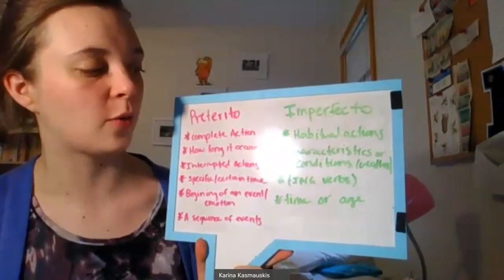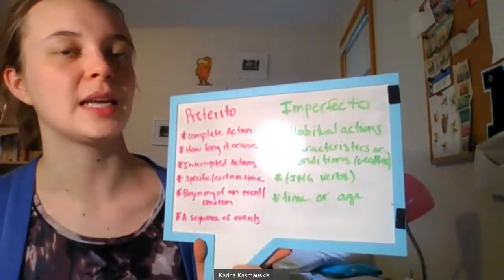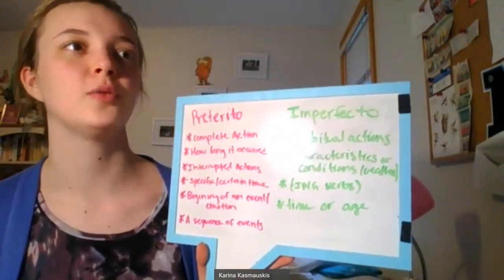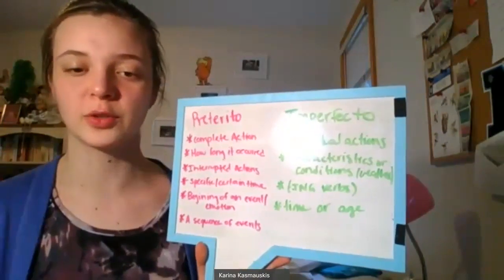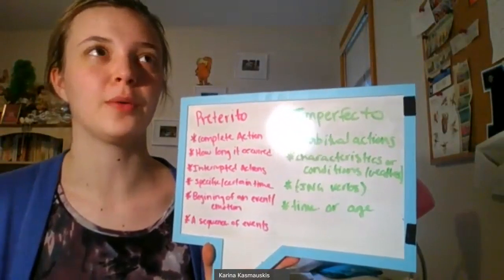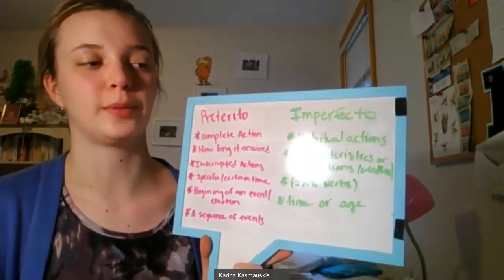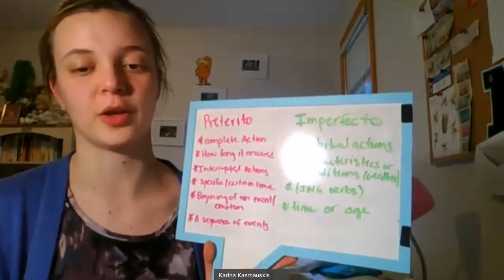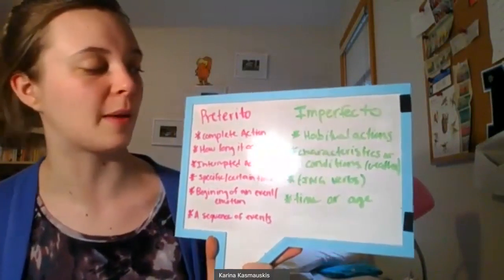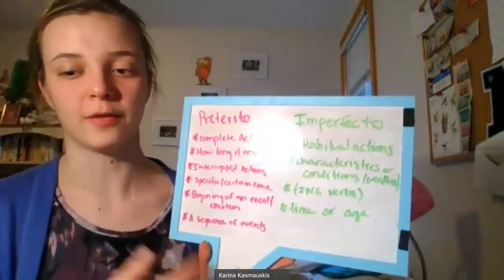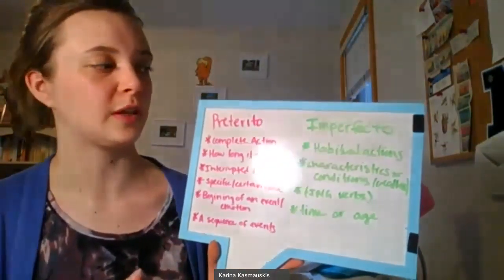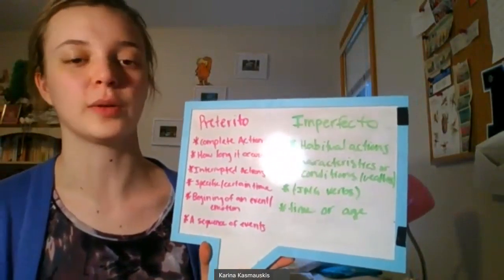And then time or age. So yo tenía 5 años, like I was 5 years old, and that's because you really don't know how long someone was 5 years old. Obviously, it was a year most likely, but you don't know. That's more of a description as to what's coming next. So, like when I was 5 years old, I slipped and fell on my bike. The slipped and fell on my bike would be preterite, but the being 5 years old is setting that up. So that's imperfect.